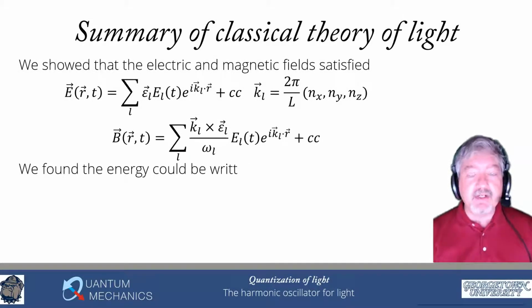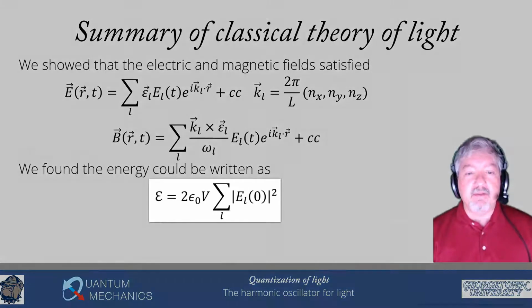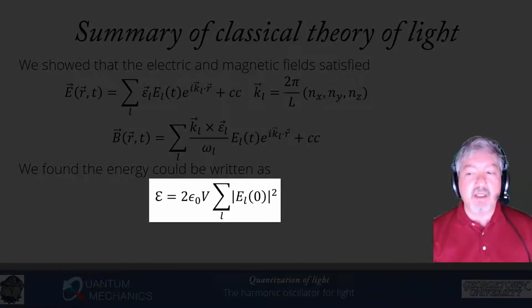We also found that the energy could be written in the following form: 2 epsilon naught times the volume times the sum over all modes of the modulus squared of the amplitudes of each mode evaluated at time t equals 0. The energy is a constant of the system and does not change as a function of time.